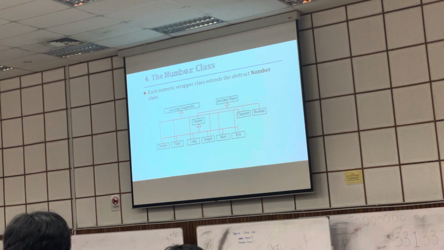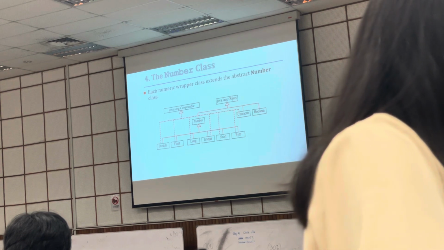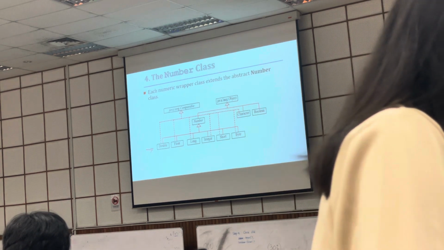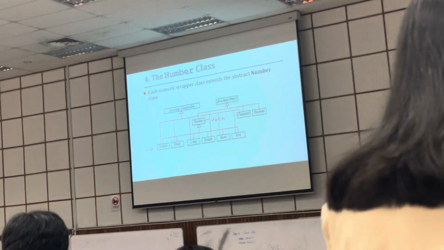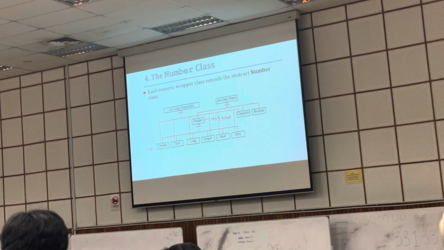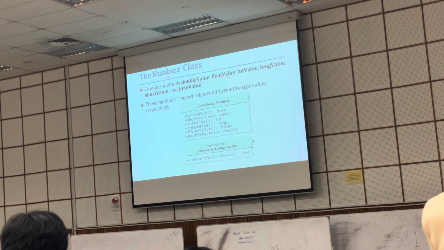And if you see, each wrapper class extends the abstract Number class. So earlier we already learned, this one all are wrapper classes. These wrapper classes are actually extended from Number, and Number is actually an abstract class. Okay? So all of these are actually under Number. And if you see, the Number abstract class has many methods: doubleValue, floatValue, intValue, longValue. They have many methods.